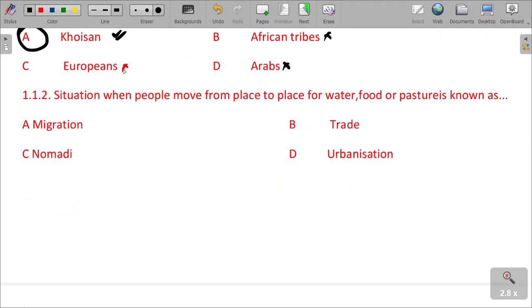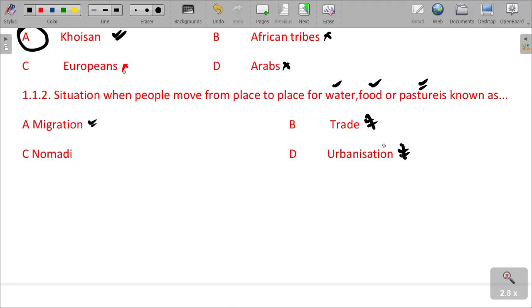Situations when people move from place to place for water, for food or pasture, is known as what? When people move from place to place, this has to do with families. There are families in groups. As a tribe of people, they move from one place to another. We don't talk about migration. We don't talk about trade. Is it commerce, or urbanization, where we are looking at the establishment of buildings and so forth?